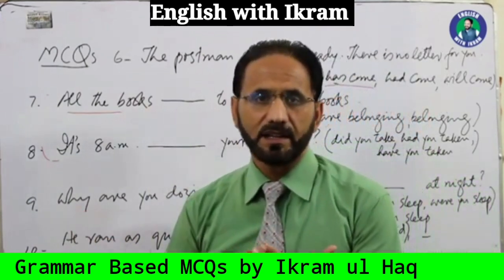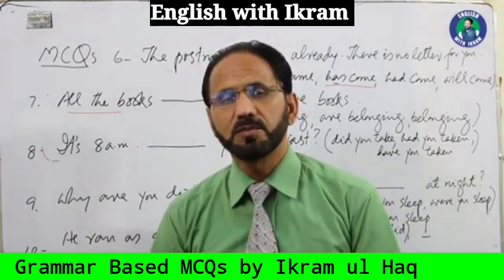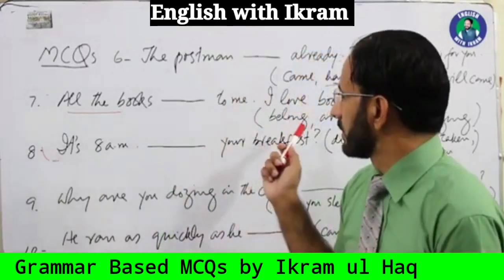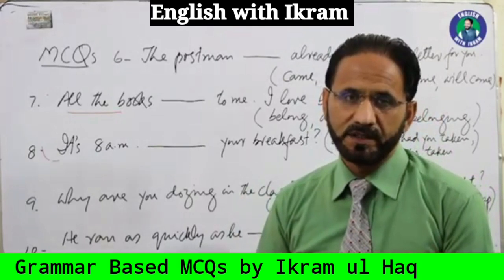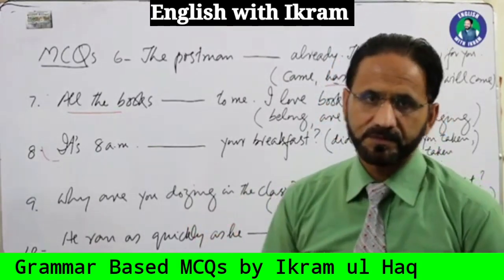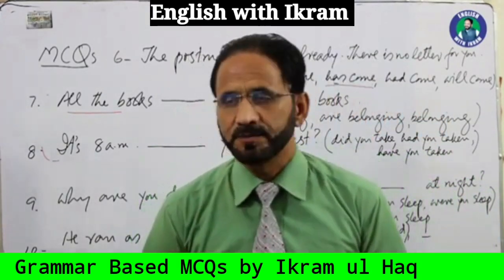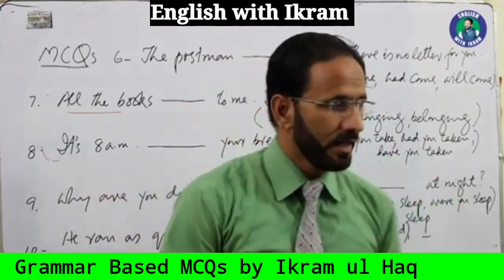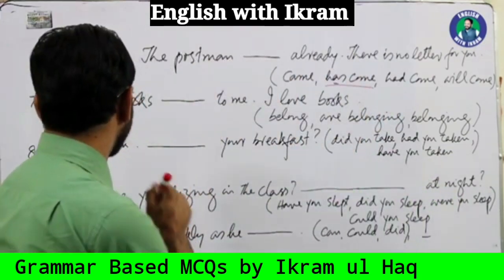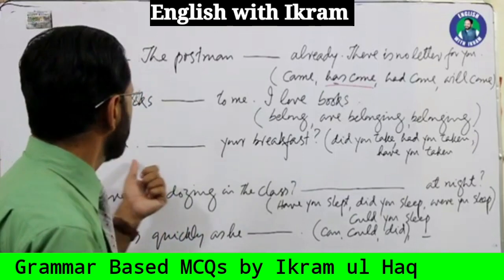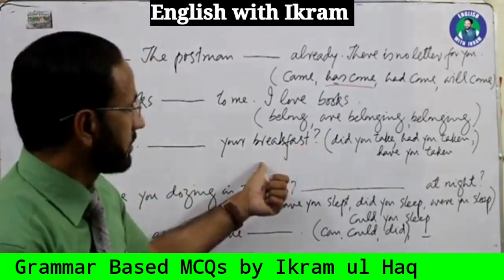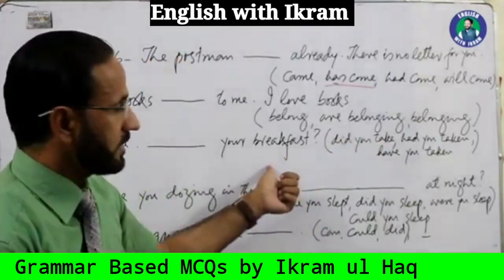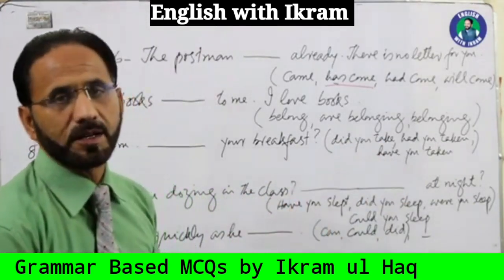All the books are mine. All the books belong to me. I love books. Here the right option would be all the books belong to me. Again, it's simple present tense. It's, I think, very simple. The next one is: it's 8 a.m. It's very important. It's 8 a.m. Did you take your breakfast? Had you taken your breakfast? Have you taken your breakfast?